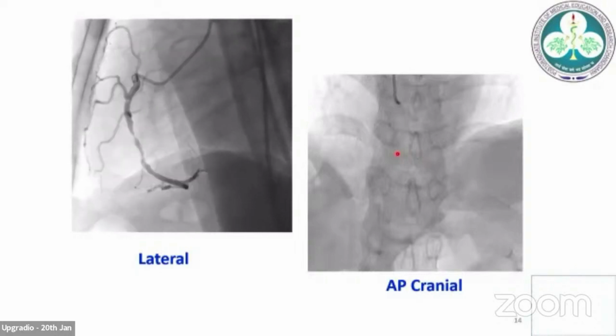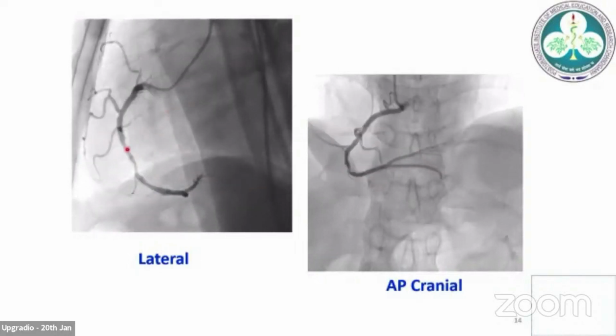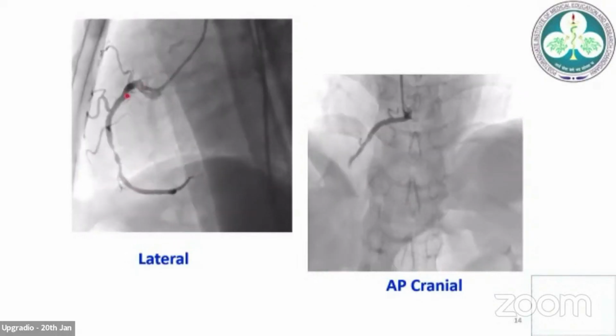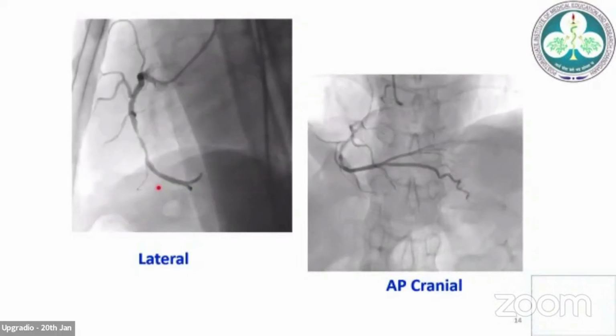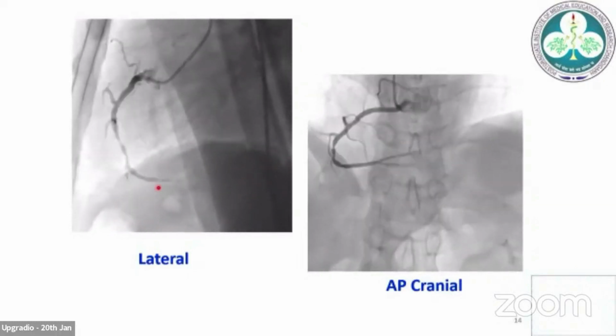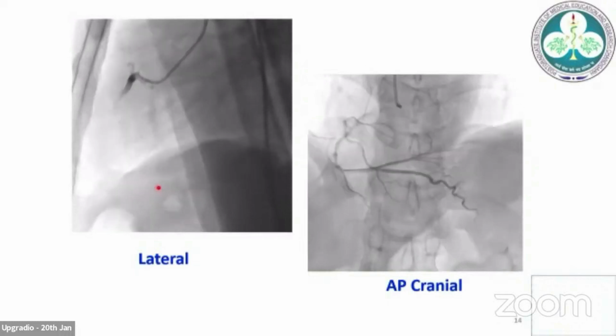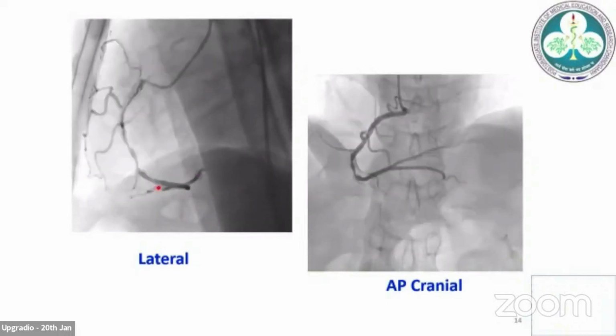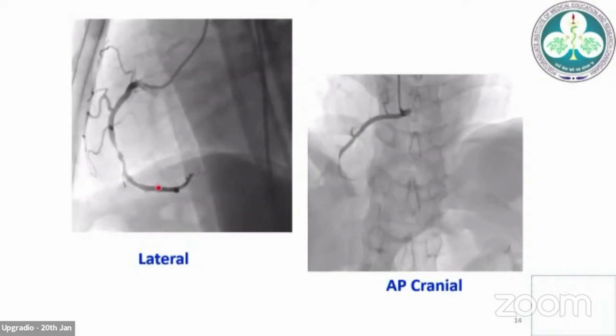This is the lateral view, which can very well differentiate the mid RCA from its branches, and this is another view which is helpful during the PCI when there is a doubt about whether we are entering into the branch or the RCA proper.